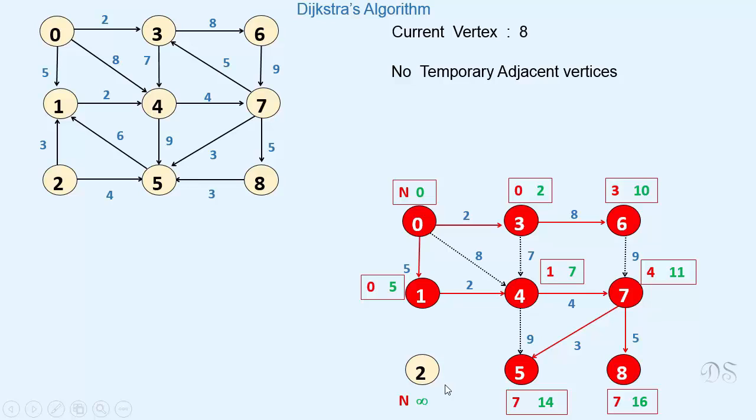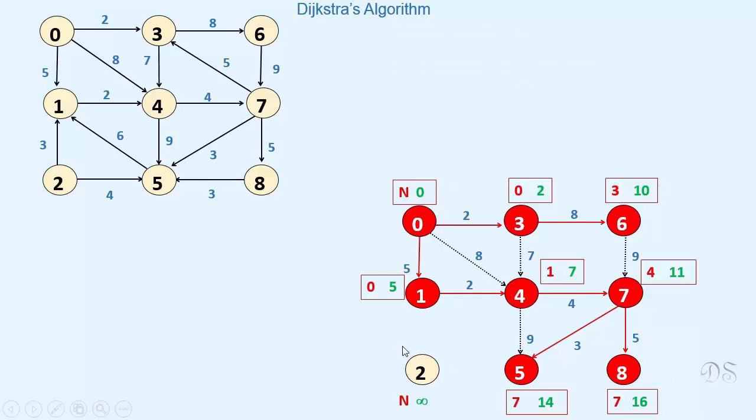In the previous lecture, we had learned that the algorithm stops when either there are no temporary vertices left or all the temporary vertices that are left have path length infinity. Now we are left with one temporary vertex and it is path length infinity. So it is time to stop our algorithm. We had also learned that all the vertices that will be left with path length infinity will be those vertices that are not reachable from the source vertex. So here this vertex 2 is the only vertex that is not reachable from the source vertex 0.